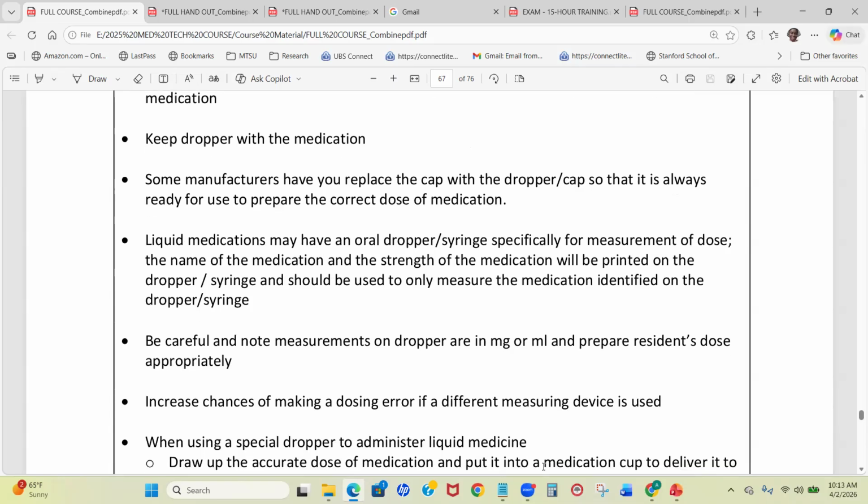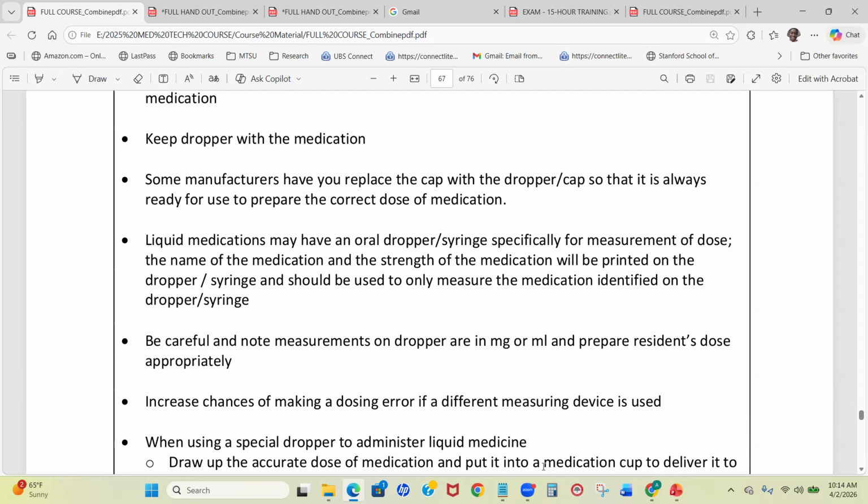Do not put that dropper inside the mouth of that resident. Don't do it. And don't cross-contaminate. Don't go and give it to another person or put it in a different medication. Every special thing that came with that medicine, use it for that medicine alone. So we should be careful.